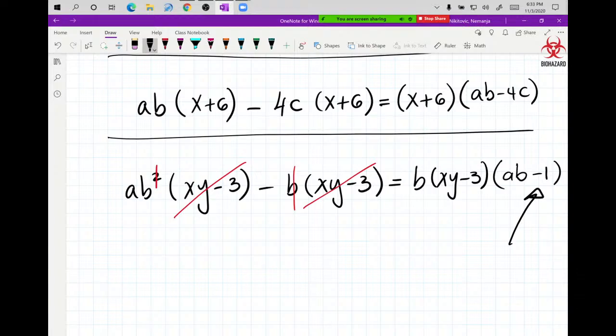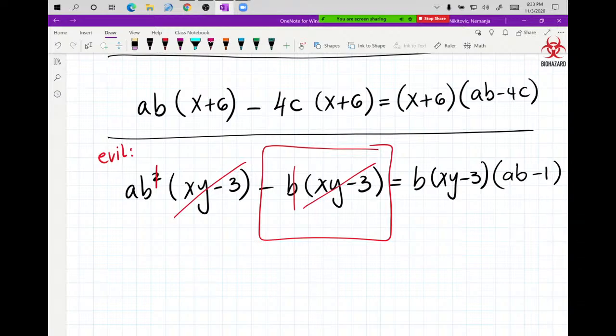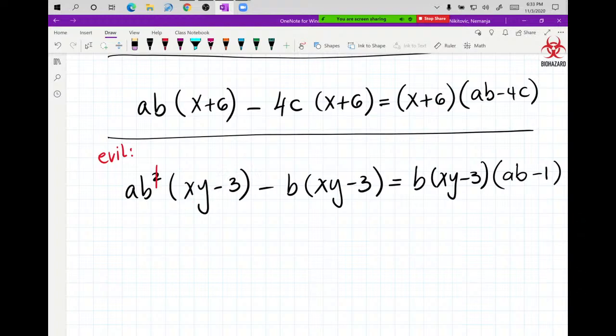There's the evil. I'll spell it out. There we go. Because did we take everything out of the second term? We took out everything, and that's why we have that minus 1 there. So yes, this is the evil problem, and we'll leave that there.